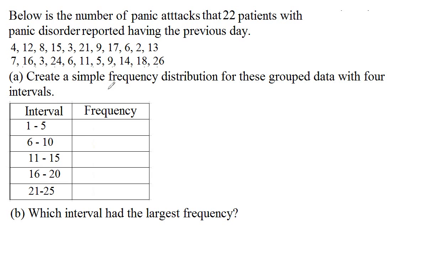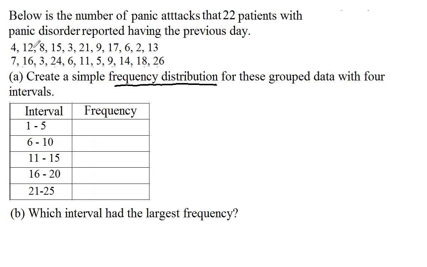The first part, they say create a simple frequency distribution. So they're looking at how the frequencies of the values are distributed for these grouped data. They've already given us the groupings, and they want us to fill in the frequencies, or the number of values that fall within that interval. In this first interval, they want the number of values that are 1, 2, 3, 4, or 5. So 1 through 5 inclusive. I think the easiest way to do this is to write these numbers down on a piece of paper and cross them off as you go.